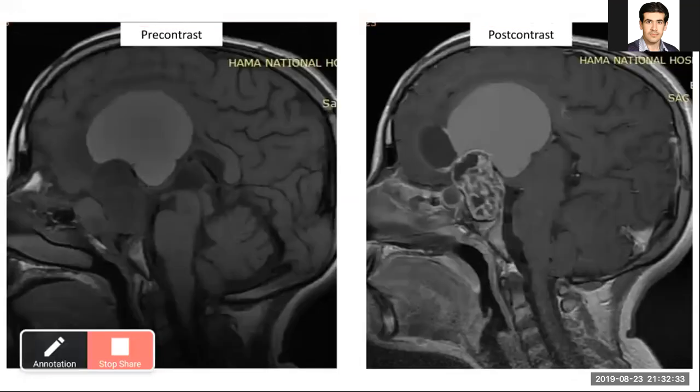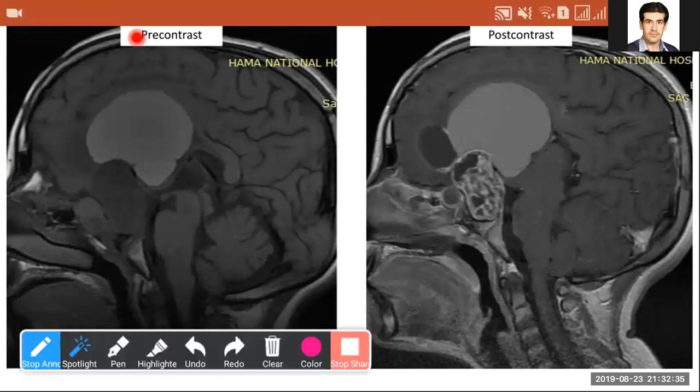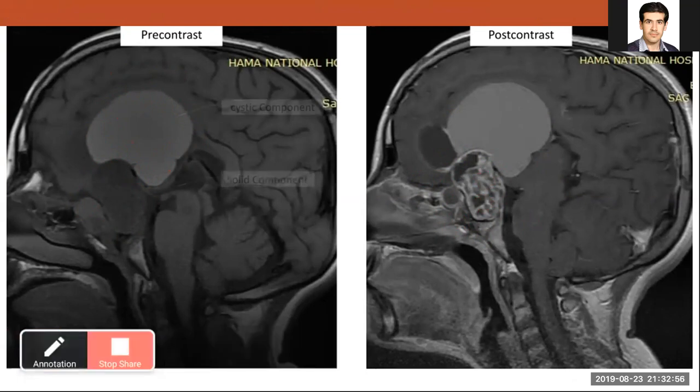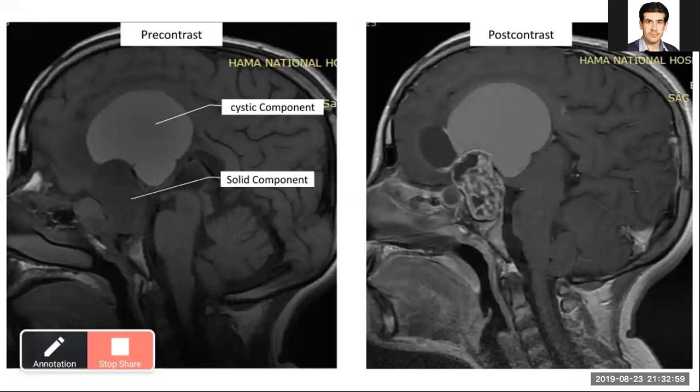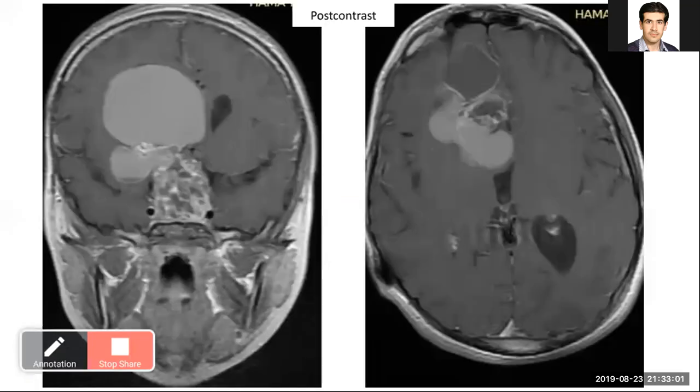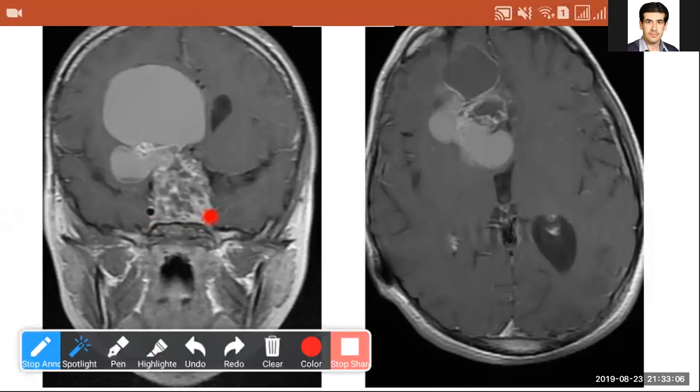This is also coronal images, pre and post contrast. This is the pre-contrast image, and this is the post-contrast image. This is the cystic component, and this is the solid component. We see that post-contrast, the solid component enhances with gadolinium. These are cystic and solid components, and also sagittal and axial images of the same patient. We see here that the sella is not expanded.